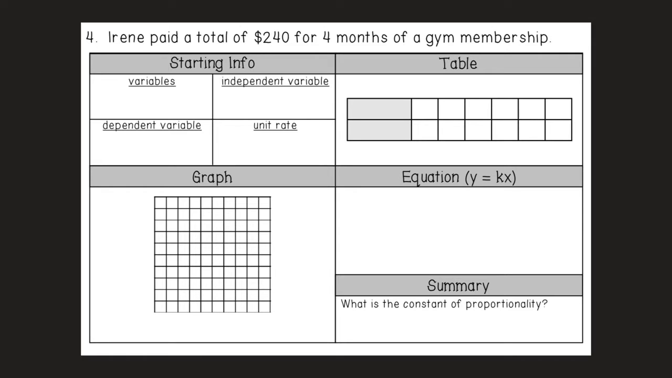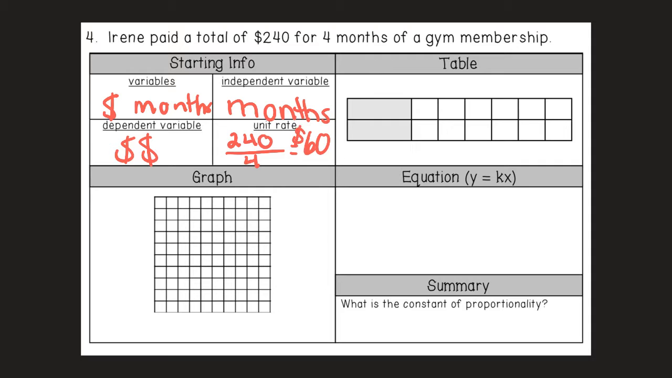So on number 4, your variables, you should have written that your variables are money and the number of months. And your independent variable for this problem will be the months. Remember, time is always independent. You cannot stop time. And money is always going to be your dependent. So for your unit rate, you should have 240 divided by 4, which would give you $60 per month.